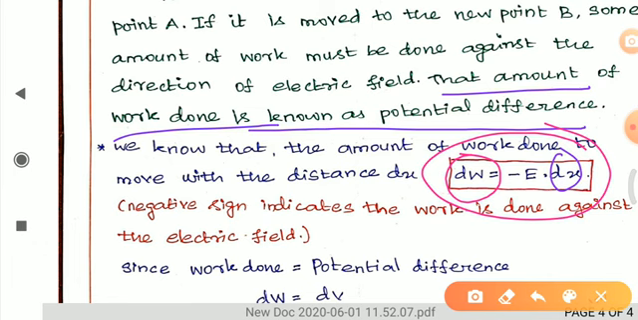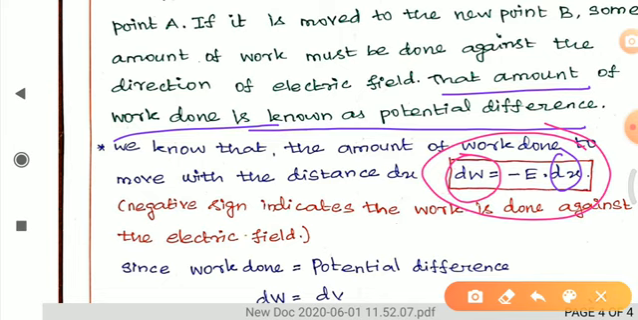Why is the negative sign given here? The negative sign indicates that the amount of work is done against the electric field, because it is moved opposite to the direction of electric field produced by the source charge Q. That's why the negative sign is introduced here.